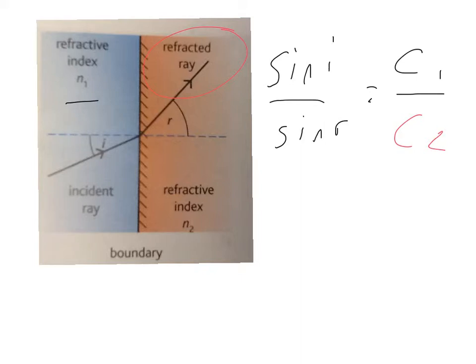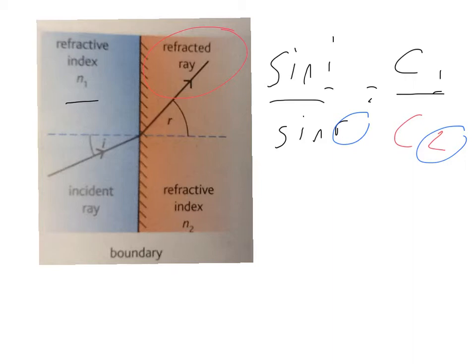Now I would like to rearrange that equation so that I get the two terms donated to one side of the equation. For example, I would like to get my i and my 1's together. I'd also like to get my r and my 2 together, because those both refer to the same side of the boundary.